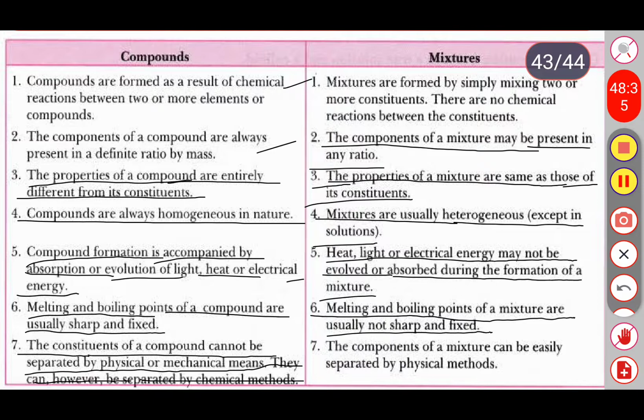But in mixtures, the components can be easily separated by physical methods, either filtration, magnetic separation or drying. You can use different types of methods to separate solid, liquid or gaseous substances in heterogeneous mixtures also. So these are the differences between compounds and mixtures.